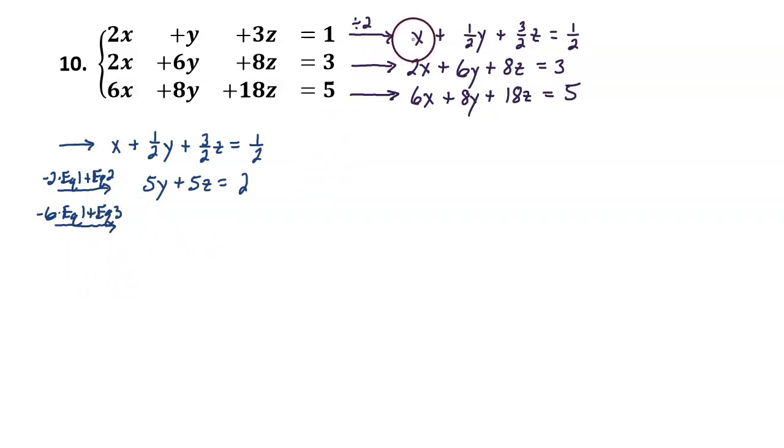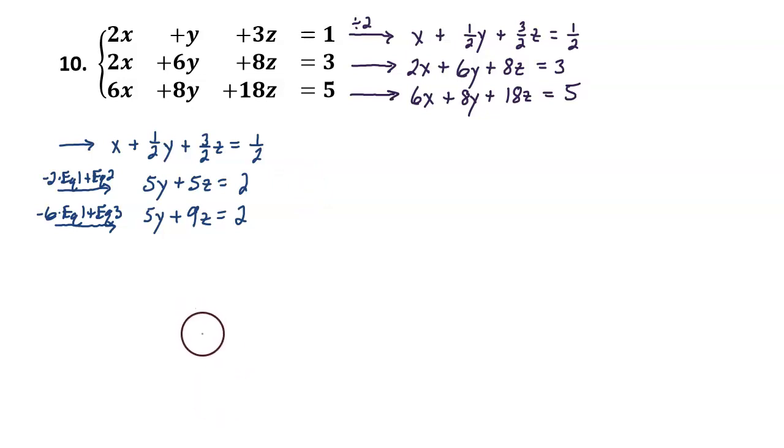Negative 6 times x is negative 6x. Add 6x is eliminated. Negative 6 times half y is negative 3y. When you add 8y, it makes 5y. Negative 6 times 3 halves z makes negative 9z. Negative 9z add 18z makes positive 9z. Negative 6 times a half is negative 3. Negative 3 add 5 makes 2.